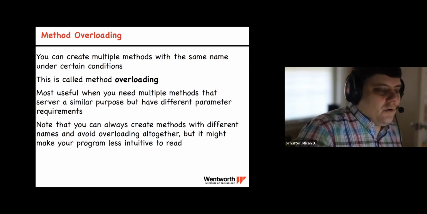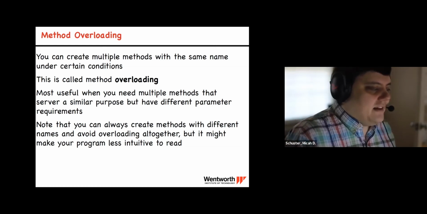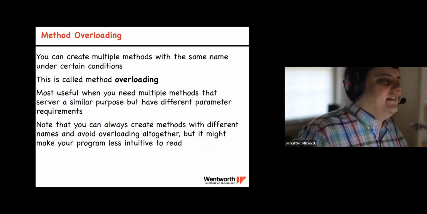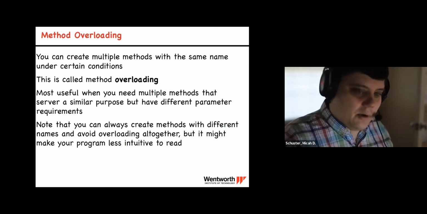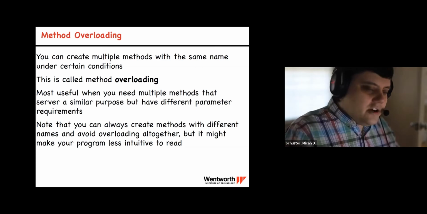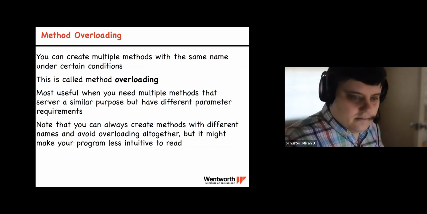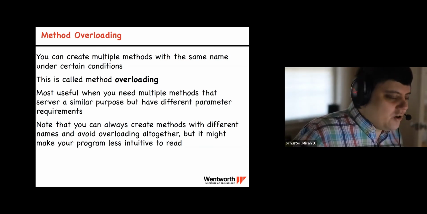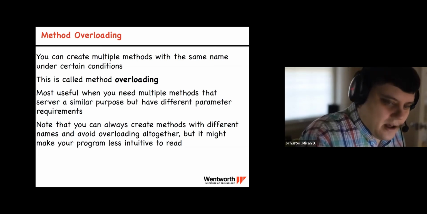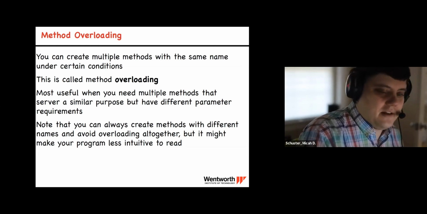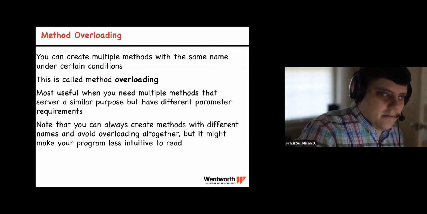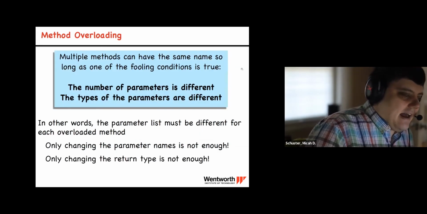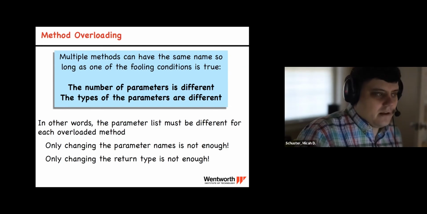This is most useful when you have multiple methods that serve a similar purpose, but maybe one of those methods takes integers and the other one takes doubles. You could make two different methods with two different names. That's perfectly fine, and folks do that all the time. But method overloading actually allows you to use the same name for two or more different methods, provided that you follow a few rules. The rules are relatively simple, but they are very strict.